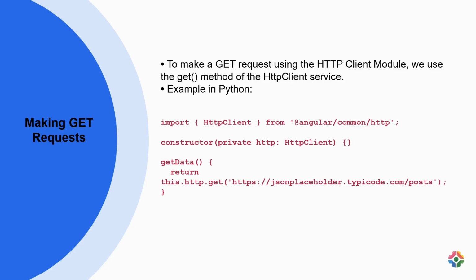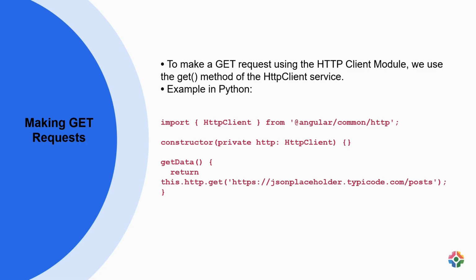For instance, in an Angular service or component, after injecting the HttpClient module, as shown in the provided code example, you can create a method, getData, in the example, that uses this.http.get, your URL here, to fetch data from a server. This approach is commonly used for retrieving data from APIs or services over the internet.